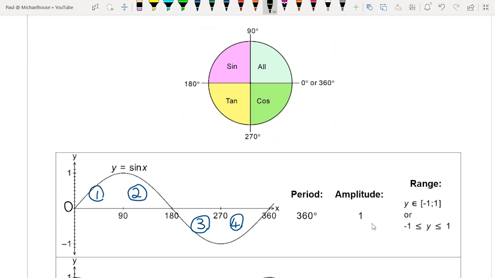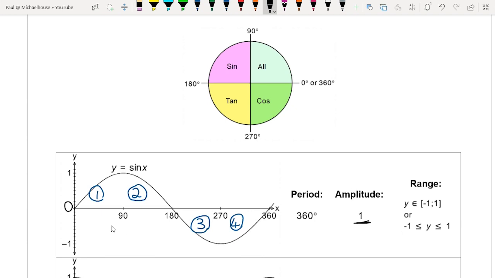It also has what we call an amplitude, and the amplitude is half of the vertical height. The axis is what we call the mean position, the halfway position, and the distance from the mean position to the top is the amplitude. The range is exactly as we're familiar with from our paper 1 graphs. The range is that y can take on any values between minus 1 and 1, including minus 1 and 1. So we say from minus 1 to positive 1.